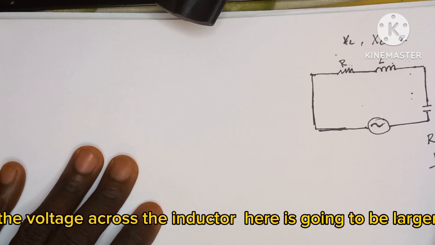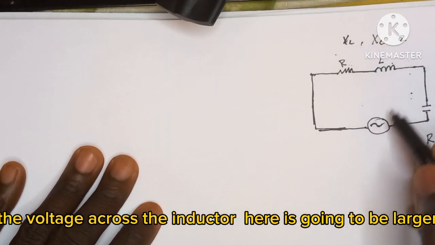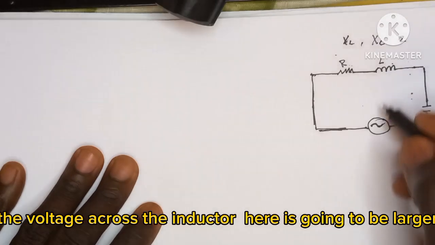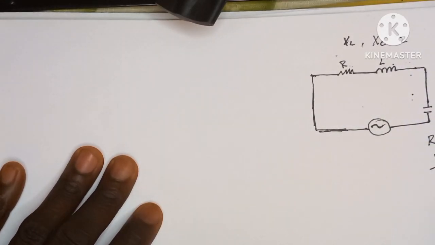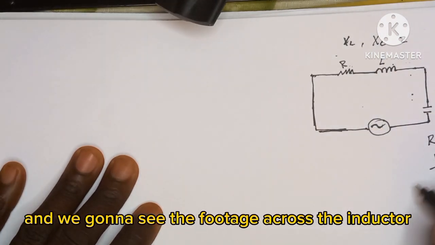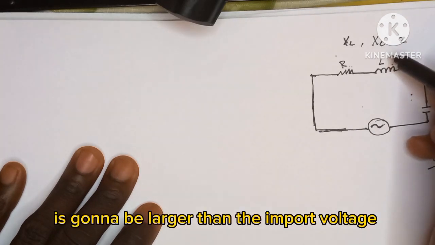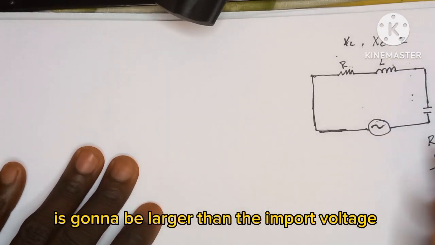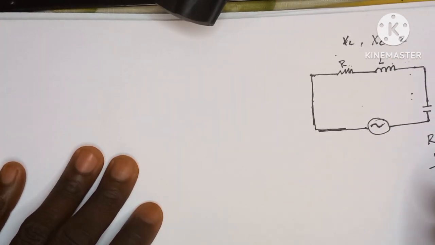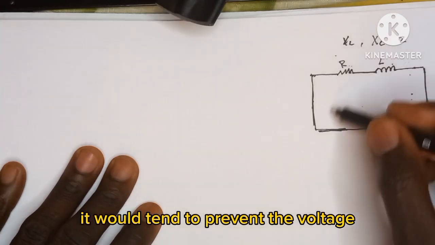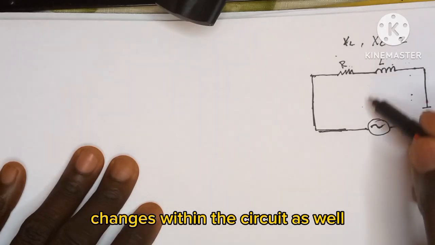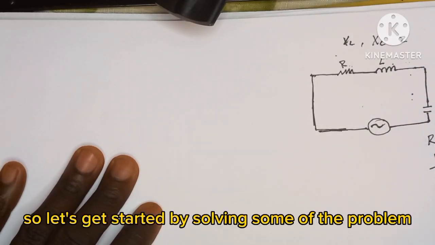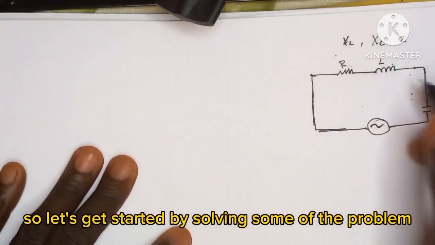Due to that, the voltage across the inductor here is going to be larger than the voltage that is entering the circuit. So we are going to be solving that problem, and we're going to see that the voltage across the inductor and the capacitor is going to be larger than the input voltage. The capacitor would tend to prevent the voltage changes within the circuit as well. So let's get started by solving the problem.